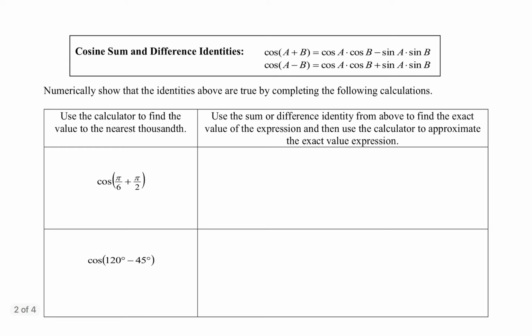All right, the next section moves us on to learning about the cosine sum and difference identities. Cosine is a little bit different. You can see that for our cosine, when there's a plus, a sum problem, we actually use subtraction in the problem. And when there's a difference problem, when it's minus, we actually use addition inside the problem.